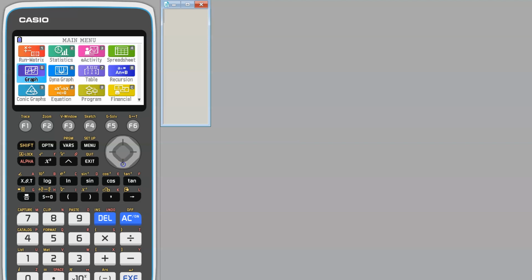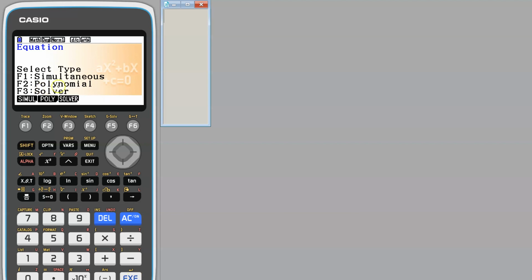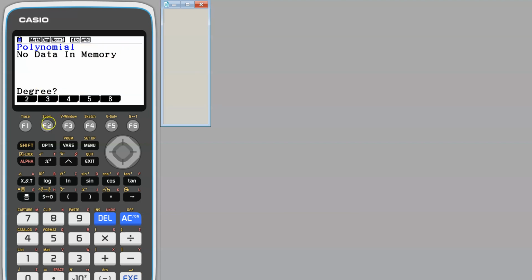Another way is to really earn your keep with these graphics calculators. So if you're not in menu, go to menu, and then we're going to use our arrow keys and go down here to equation, and we want polynomial. You can see polynomial is F2, so you press F2.